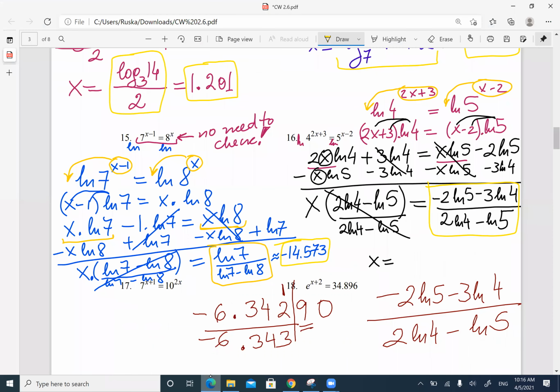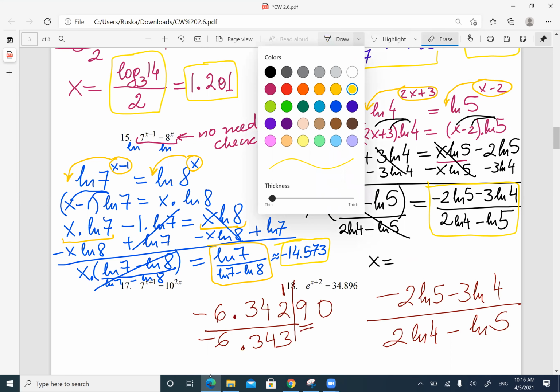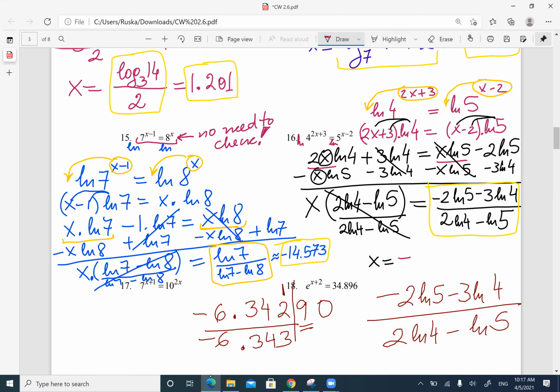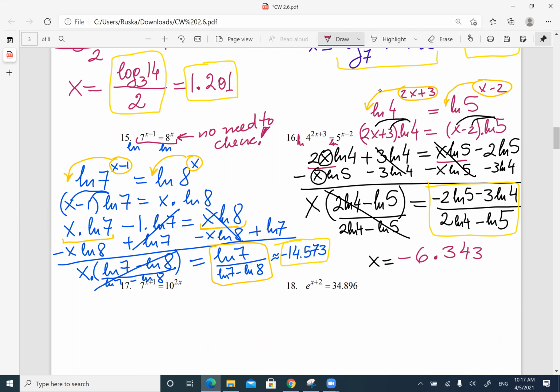So let's put the answer here. Negative, oh, sorry, let's change that. Now, it's a negative number, correct? Negative 6.343. Okay, so that's my answer. Let's clear all the mess up on the top.